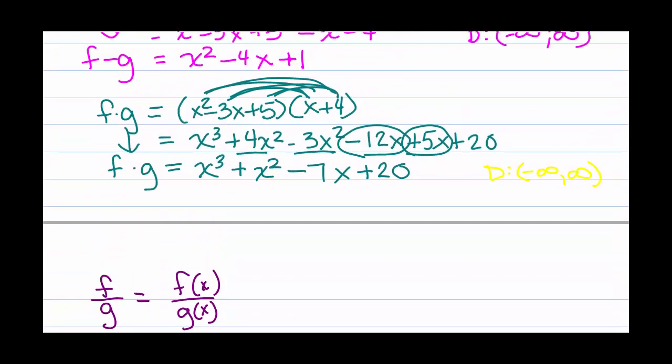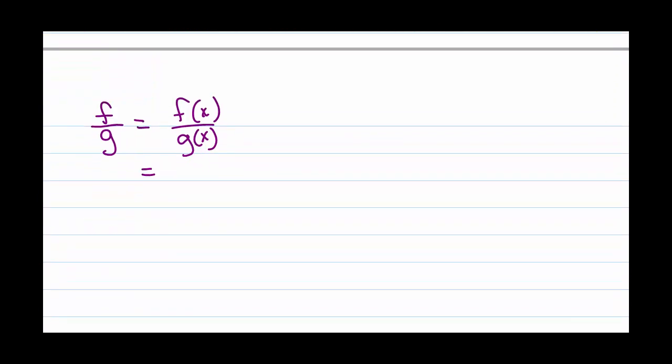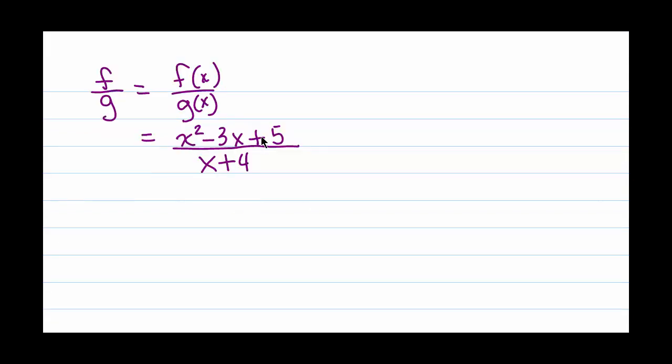My last operation is division. So I have f divided by g. So that's the same thing as f of x divided by g of x. So let's go back up and look at what our f of x function is. So I have x squared minus 3x plus 5 divided by x plus 4. Can I factor the numerator?